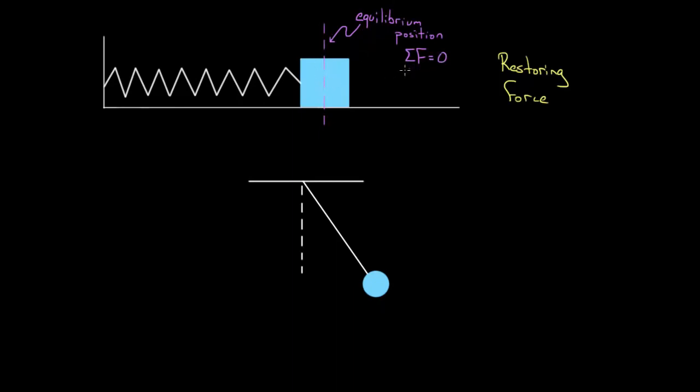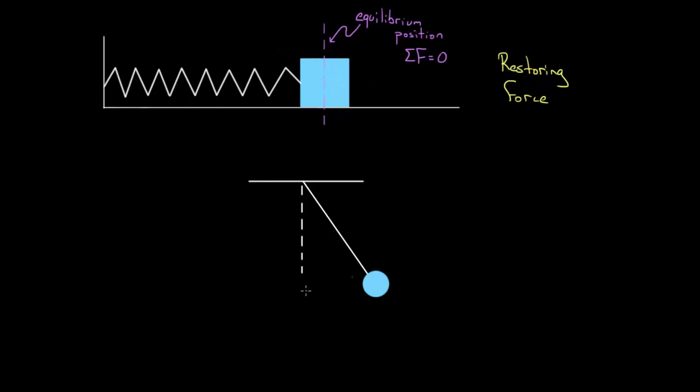However, if I pull this mass to the right, the spring's like, now I'm going to try to restore this mass back to the equilibrium position. The spring would pull to the left. And if I push this mass to the left, the spring's like, we're moving this thing back to the equilibrium position. We're trying to push it back there. So if I push left, the spring pushes right. And if I pull the mass right, the spring pulls left. It always tries to restore the mass back to the equilibrium position.